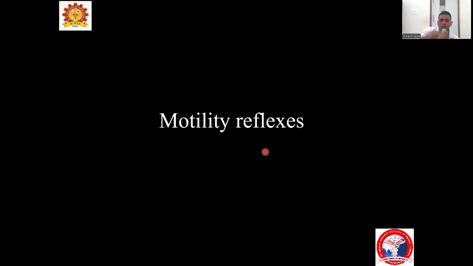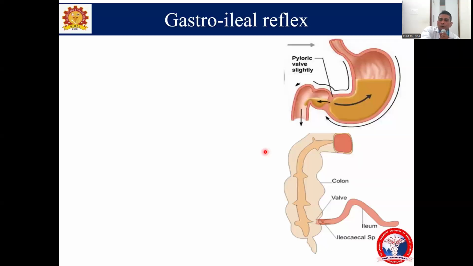Now let's quickly go through, in passing, one motility reflex, which involves the stomach and the ileum. This is called the gastroileal reflex. Gastro refers to stomach. Ileum is the terminal portion of the small intestine. So what happens during this reflex? When we have a meal, the stomach is distended with food. In response to that, reflexly, almost immediately, there is increased peristaltic movement of the terminal ileum.